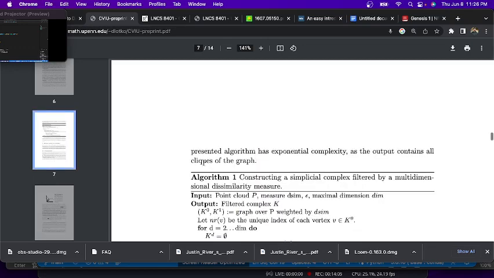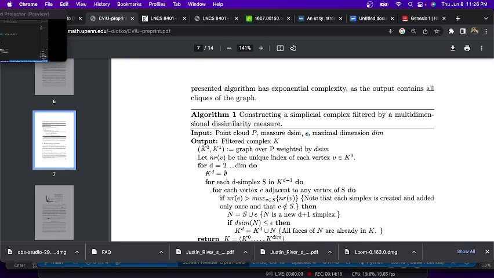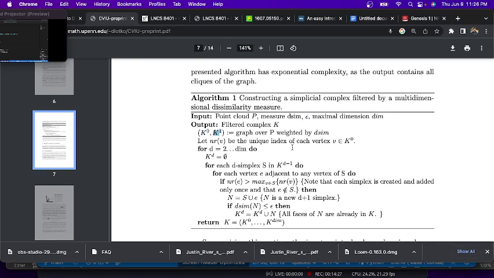So let's go back to this algorithm. Like I said, point cloud P, dissimilarity matrix, then the threshold distance. Max dimensions I don't need to worry about. I can always stop. Probably stop at 3, right? So I've got K0, that's just my point cloud, but I need K1, which is the lines. And that means a graph over the point cloud, using that dissimilarity matrix. And so that should be my next step, to do this first dimensional simplex. All right, cool.